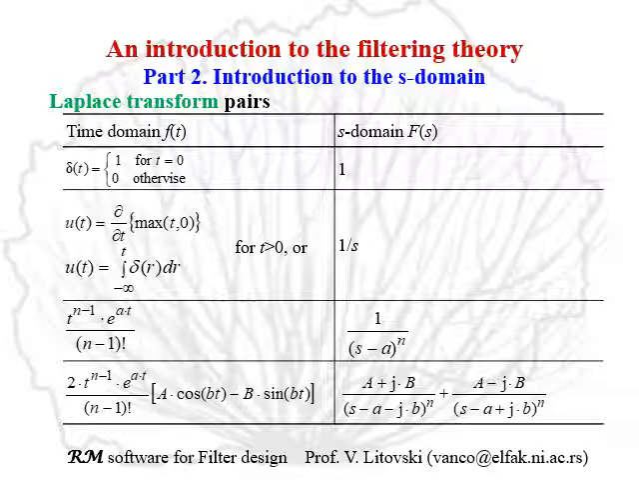Then we have a specific representative, which is related to a transfer function with a pole of nth order. On the left-hand side is the original, and on the right-hand side is the transfer function. And then at the end, we have a transfer function having two conjugate nth order poles.